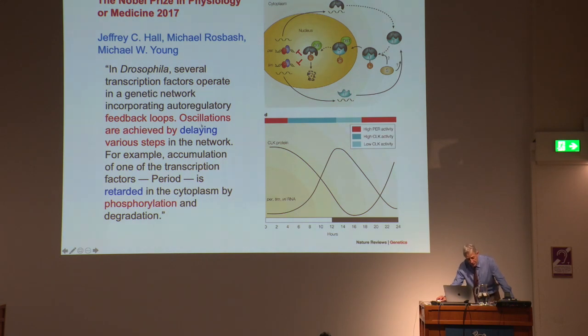And then they make the point that there are autoregulatory feedback loops, that is negative feedback, and oscillations are achieved by delaying various steps in the network. For example, period is retarded in the cytoplasm by phosphorylation. So this is a mechanism of oscillation. You could make the mistake of saying, well, I'm a physiologist, I certainly recognize the word phosphorylation. We have a lot of phosphorylation going on in a lot of our systems. And so the mechanism of the oscillation here is phosphorylation.